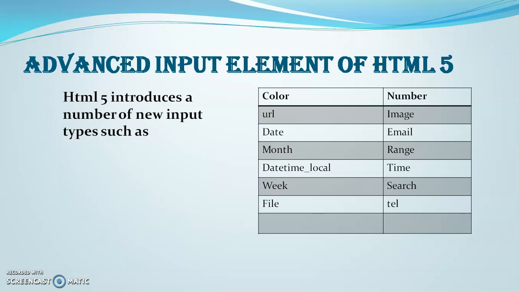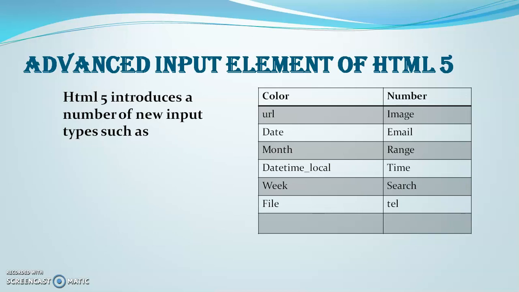Then range, which defines a range control. The default range is 0 to 100. Then datetime-local, which defines a date picker that includes the year, month, day, and time. Then the time input type defines the control for entering a time. Then week, which defines the week and year control.